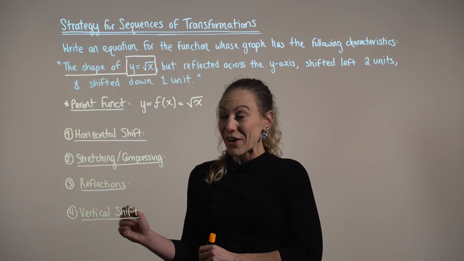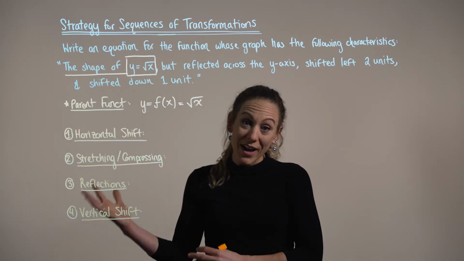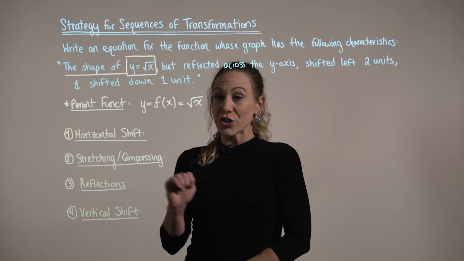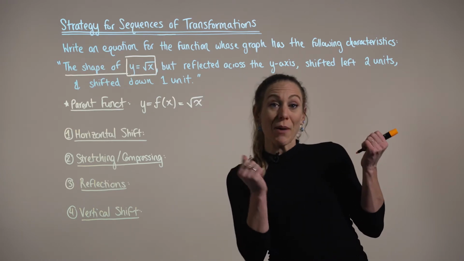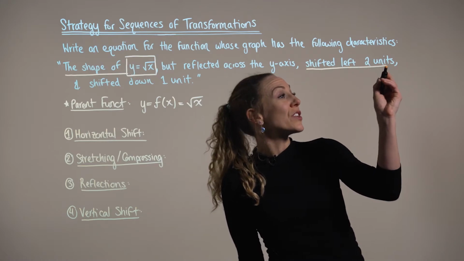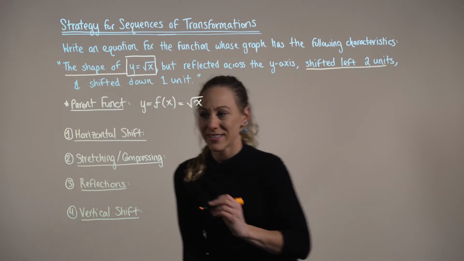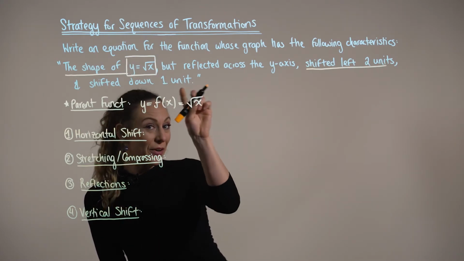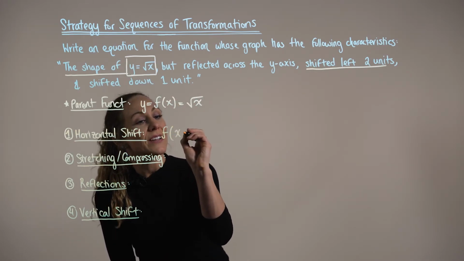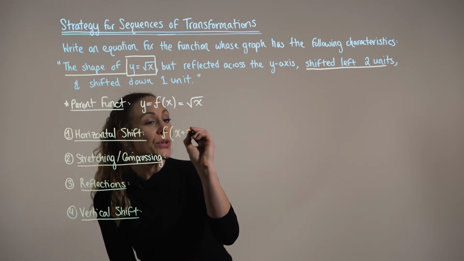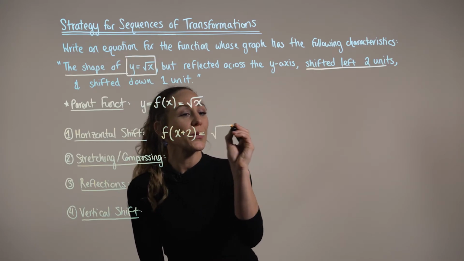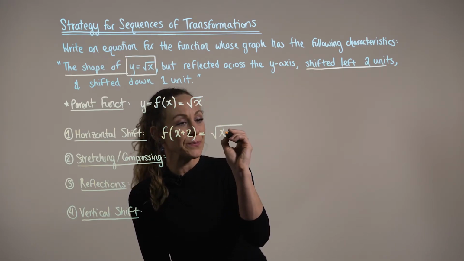So now that we've reminded ourselves of the order in which we should apply these individual translations, let's start by looking for horizontal shifts. And we can see, looking up at our given characteristics, we do have a horizontal shift. The graph is going to be shifted to the left 2 units. So if we think about our parent function and the definition, we know that this is going to be f of x plus 2 to indicate a shift left, or the square root of x plus 2.